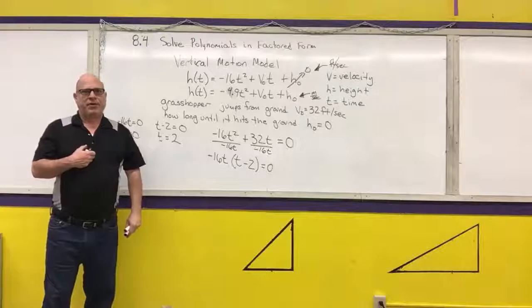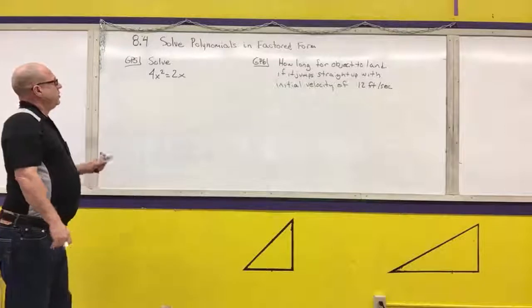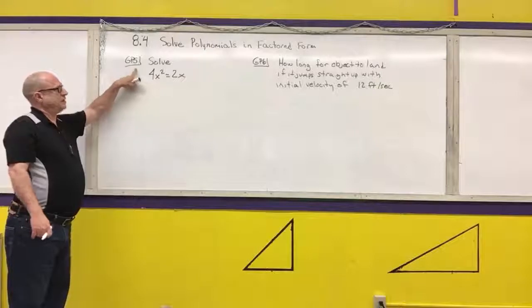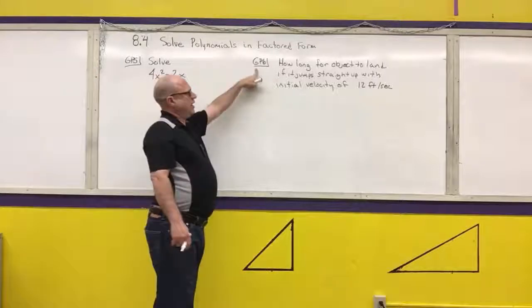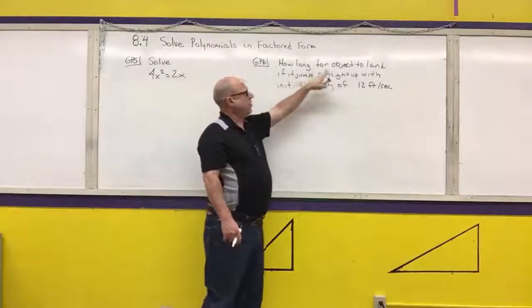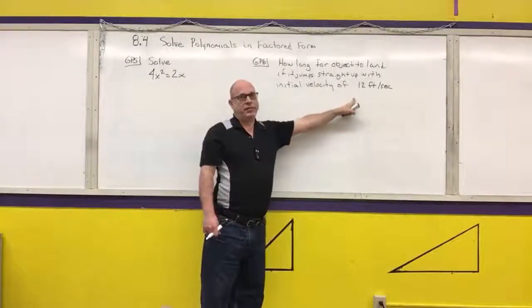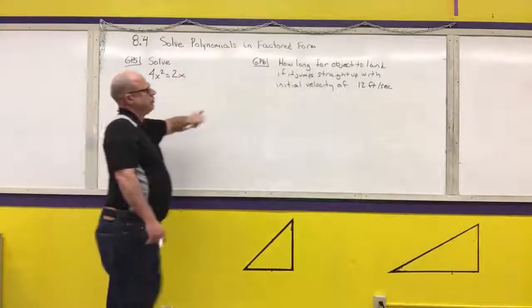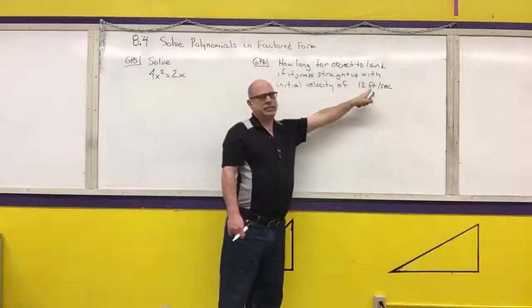Last thing will be the 2 example problems, and that'll be it for the video. So the 2 problems that you're going to turn in at the beginning of class after this video are guided practice number 5 that says solve 4x squared equals 2x. And the second one is guided practice number 6. How long for an object to land if it jumps straight up with an initial velocity of 12 feet per second? So again, solve 4x squared equals 2x. And using the vertical motion model, how long for the object to land if it jumps straight up with an initial velocity of 12 feet per second?